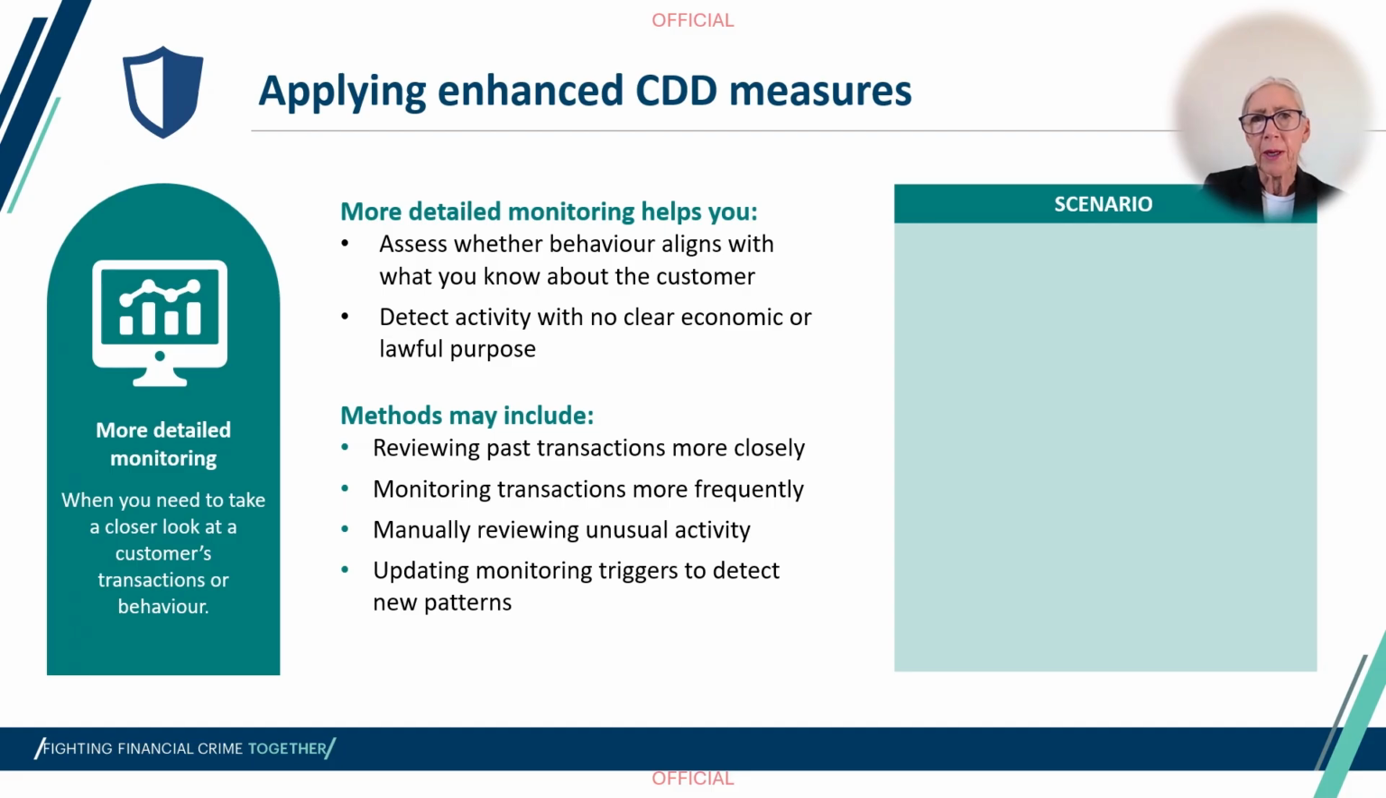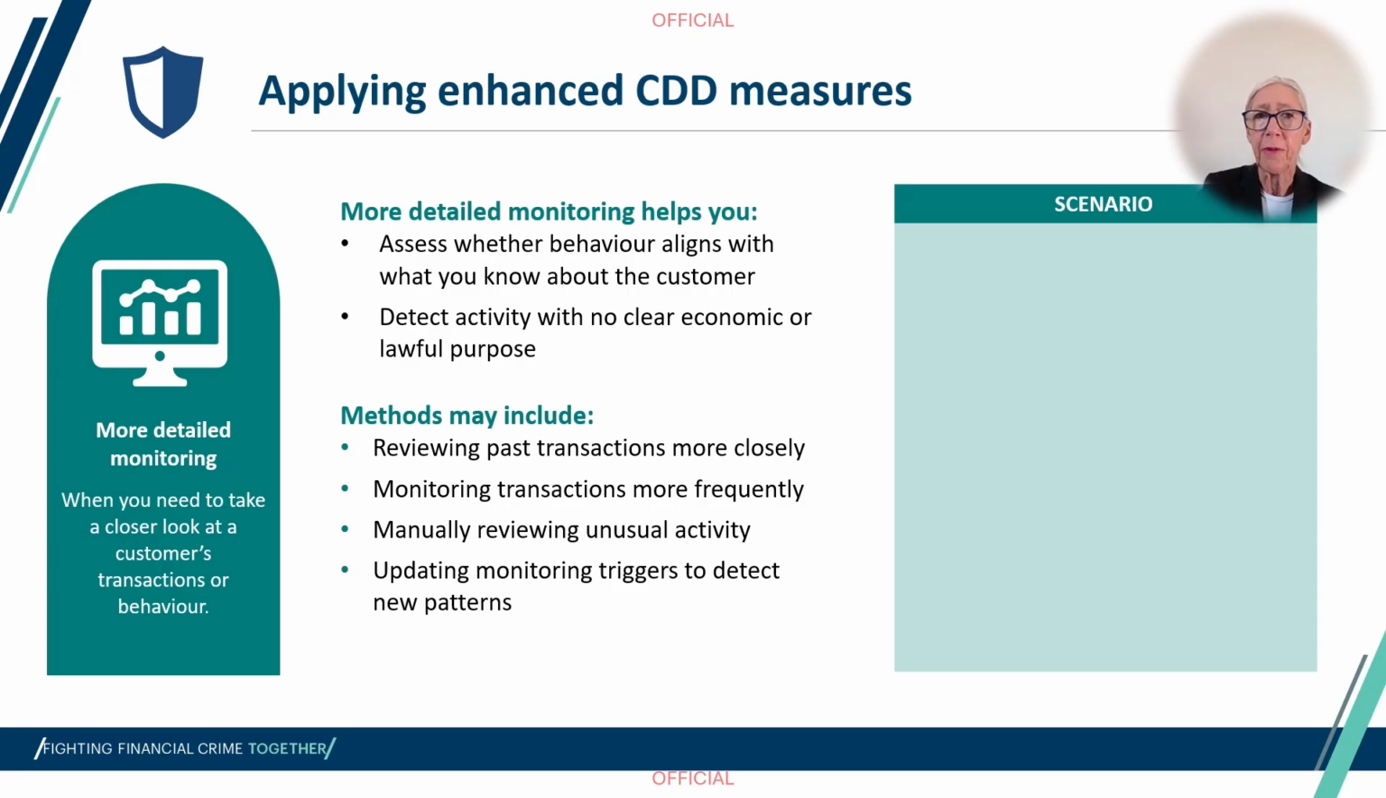More detailed monitoring involves taking a closer look at a customer's transactions or behaviour for a period of time. You might use this approach when a customer's activity changes or when the reason for enhanced CDD relates to unusual or unexpected patterns. Detailed monitoring helps you determine whether the activity aligns with what you know about the customer. This can help you identify behaviour that might indicate MLTF risk, detect transactions with no clear economic or lawful purpose, or understand whether recent activity is consistent with the customer's stated purpose.